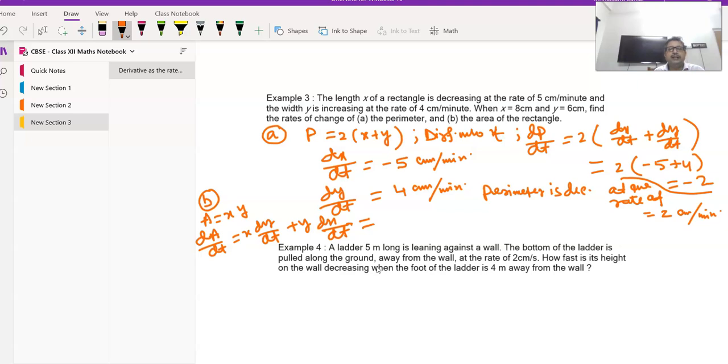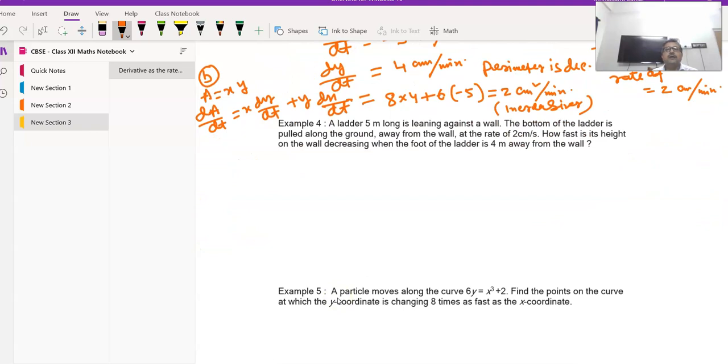When x is 8, dy by dt is given to be 4, plus y is 6 and dx by dt will be minus 5. So this is going to be 2 centimeter square per minute. It is increasing. This time it is increasing. That's why you get the plus sign. All of you understand? Let us go for the next problem.